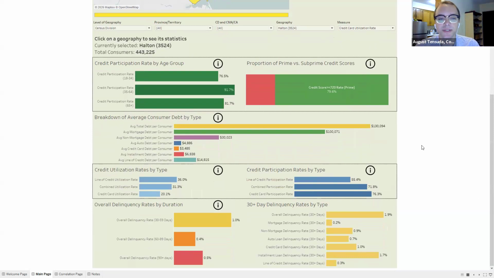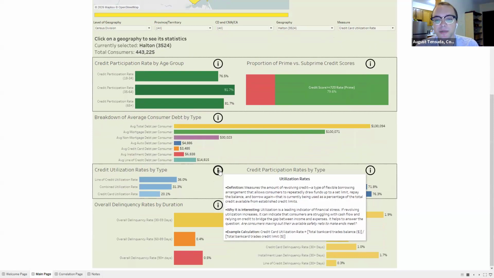Okay. So we took a look at the credit utilization rate. This measures the amount of revolving credit, a type of flexible borrowing arrangement that allows consumers to repeatedly draw funds up to a set limit, repay the balance, then borrow again, that is currently being used as a percentage of the total credit available from established credit limits. It's a leading indicator of financial stress. If the utilization increases, it can indicate that consumers are struggling with cash flow and relying on credit. It helps answer the question, are consumers maxing out their available safety nets to make ends meet?